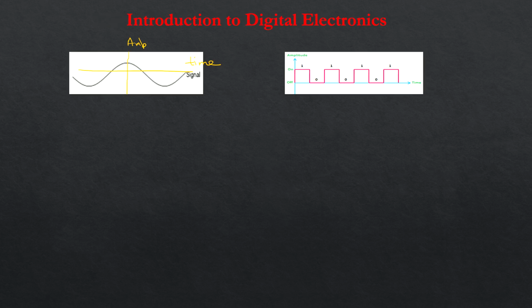Now if you go to study the digital signal, on the right hand side, this is a digital signal. You can say that it has only two values, either 1 or 0. Time is plotted with respect to amplitude here, so the output is either 0 or 1. The amplitude has a value of either 0 or 1.